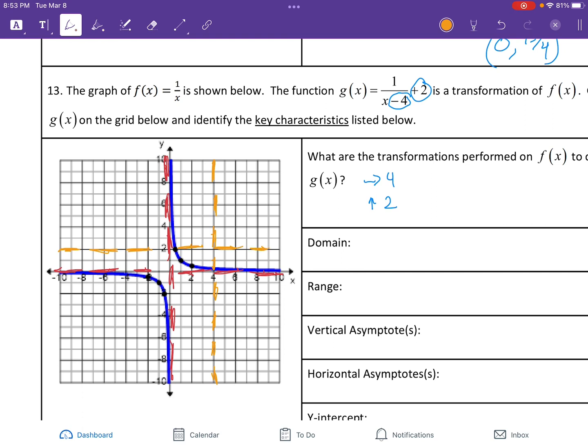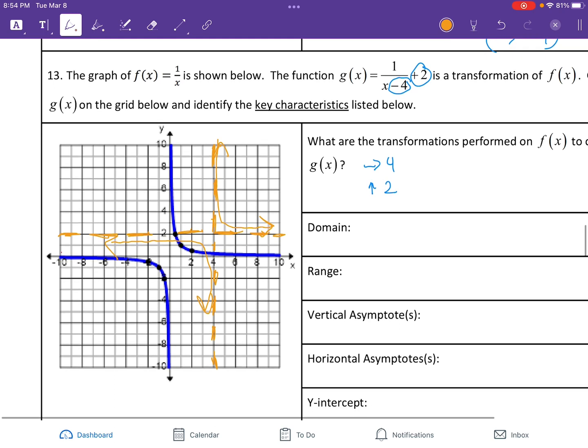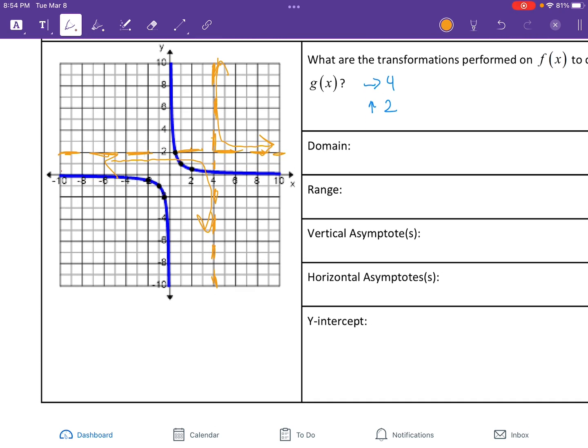Erase the red. Okay. Now I can draw in my graph. Just doing kind of a sketch, so it doesn't have to be entirely perfect, but it's going to be somewhat close. All right, then let's do the pieces here.